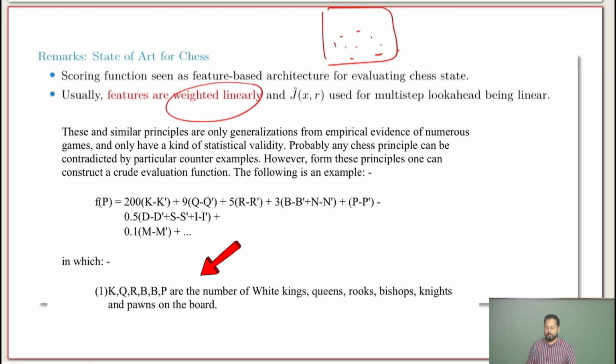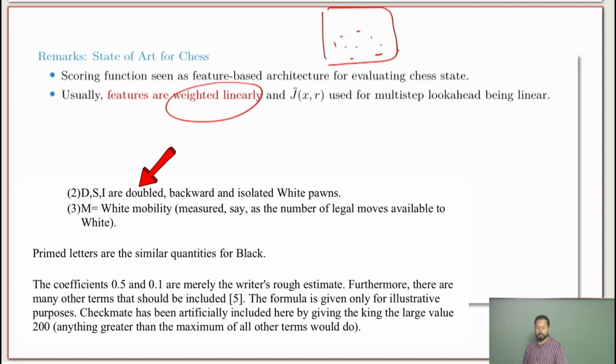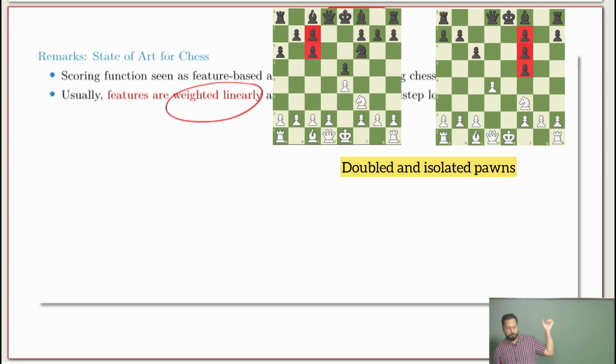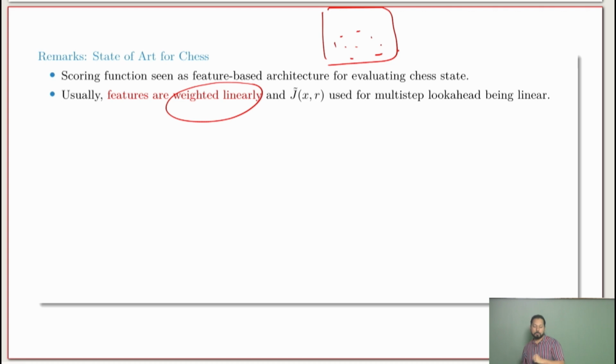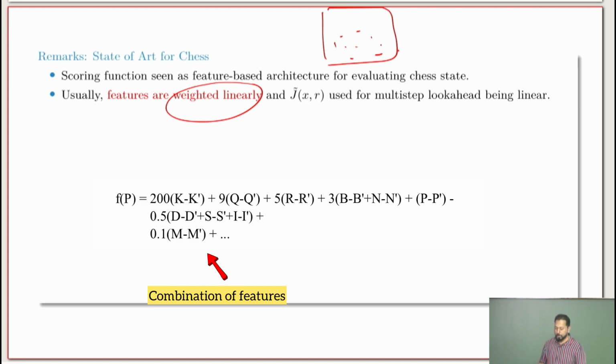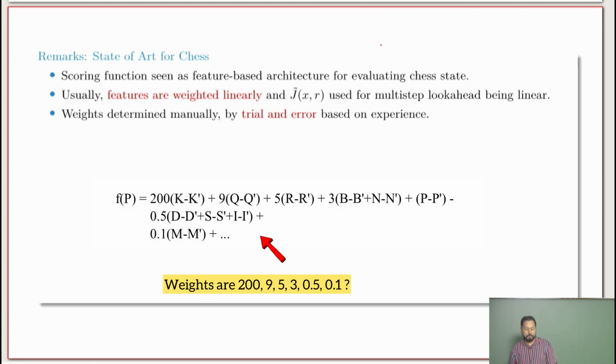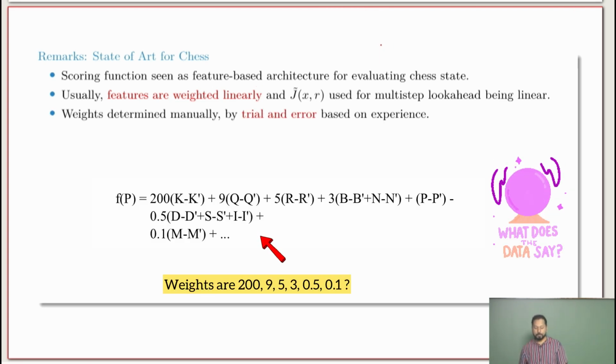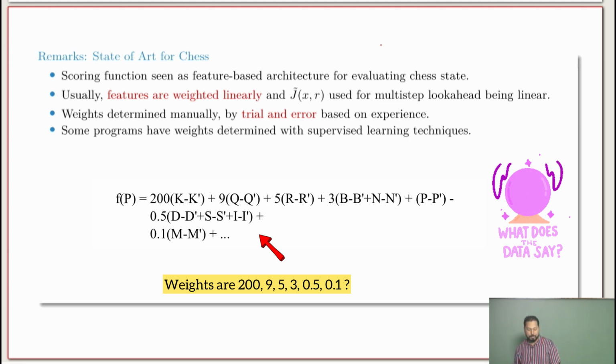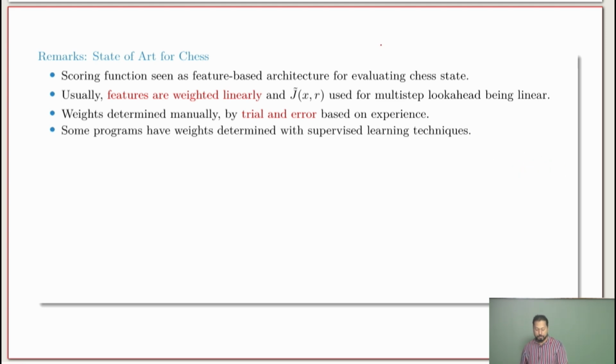So these features are handcrafted features. Just like in the Tetris game we saw, there are some handcrafted features, like 7 or 8 of them, which one can use, and then one might make a linear combination of those. Then you can work with these features instead of the actual state vectors. For chess they did the same thing, and even the weights were determined manually by trial and error based on experience. Some programs use supervised learning techniques. This is what I just told you in the diagram, where we generate this data and then use supervised training techniques.